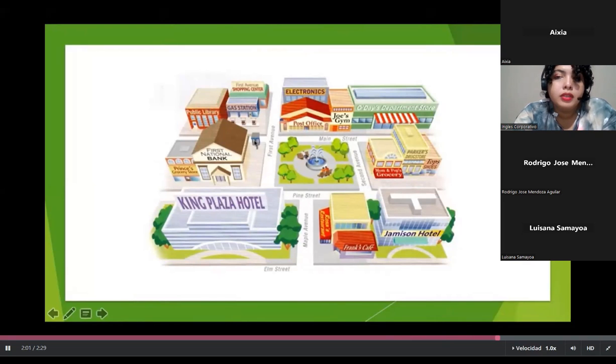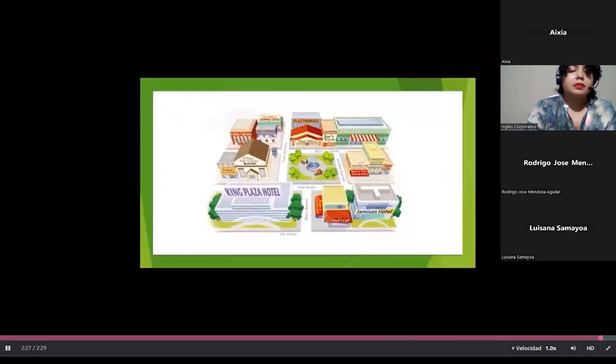The telephone booth is across from the gas station. The plaza is in front of the post office. The electronics store is behind or in back of the post office. The plaza is between First National Bank and the grocery store. The gas station is on the corner of First Avenue. Make sure you practice and understand each preposition of place.